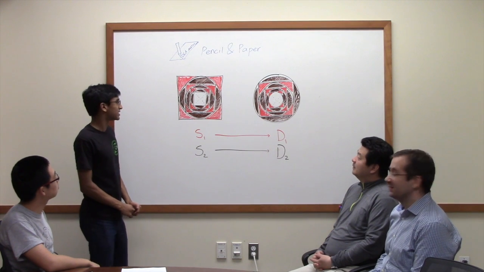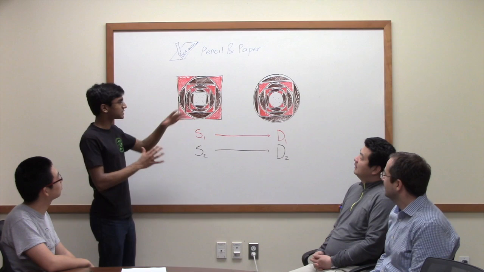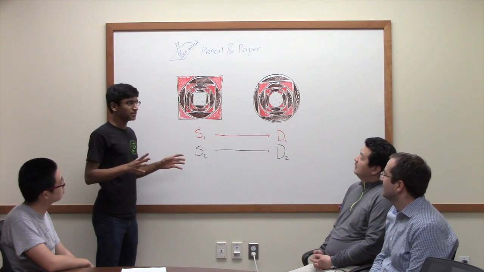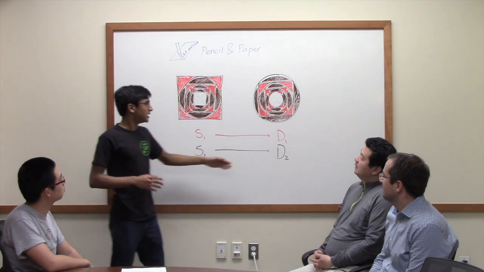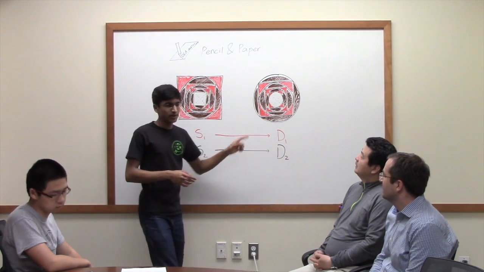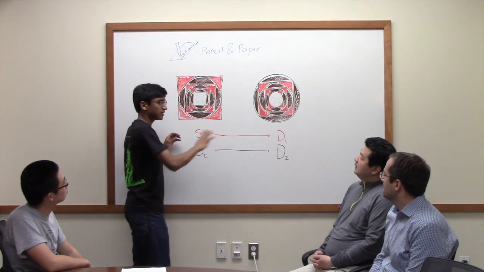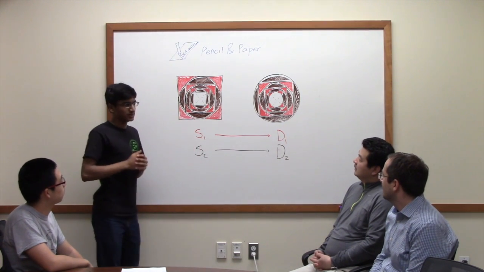Okay, so now we'll discuss the third problem. This is the problem where we have a square and a circular disc, and we want to cut each of them into two sets of pieces. The square is going to be cut into S1 and S2, and the circle is going to be cut into D1 and D2. And we want S1 and D1 to be homothetic, or in other words, if you scale S1, you can get D1, and same for S2 and D2.